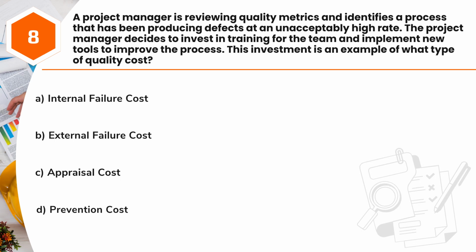Question 8. A project manager is reviewing quality metrics and identifies a process that has been producing defects at an unacceptably high rate. The project manager decides to invest in training for the team and implement new tools to improve the process. This investment is an example of what type of quality cost? A. Internal failure cost. B. External failure cost. C. Appraisal cost. D. Prevention cost.